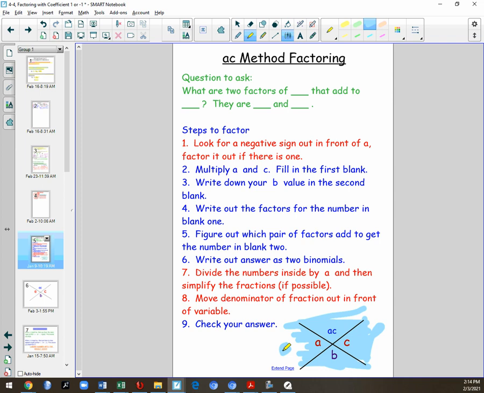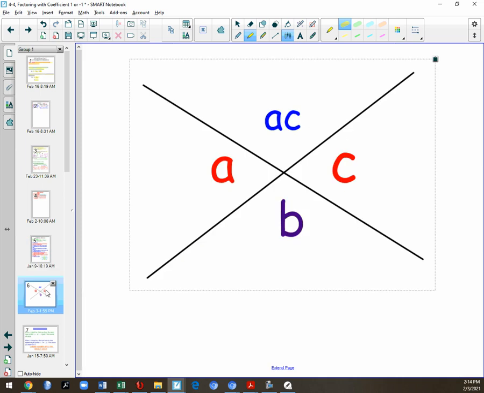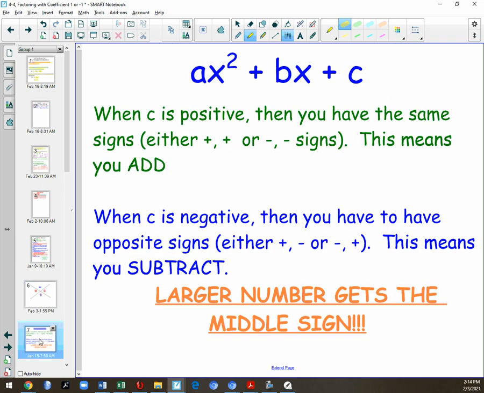Your B value is going to come down here at the very bottom. Your goal is to find all the factors of AC, A times C, that whenever you add or subtract are going to give you B. And then you are simply going to write it out as a fraction and simplify it. So we're going to go right into it. This is extremely important for your brain to understand. The other thing I need your brain to get is this right here.